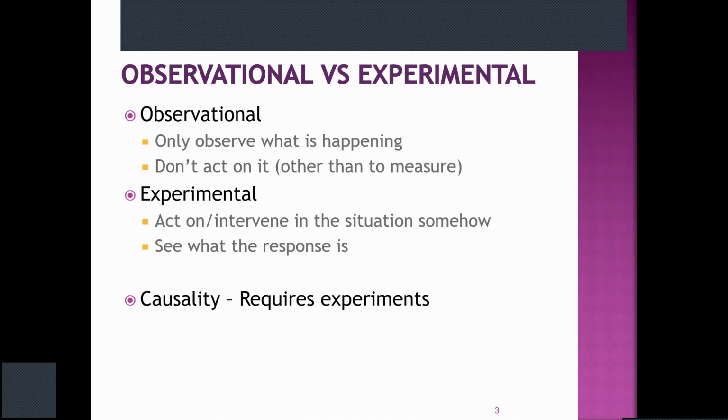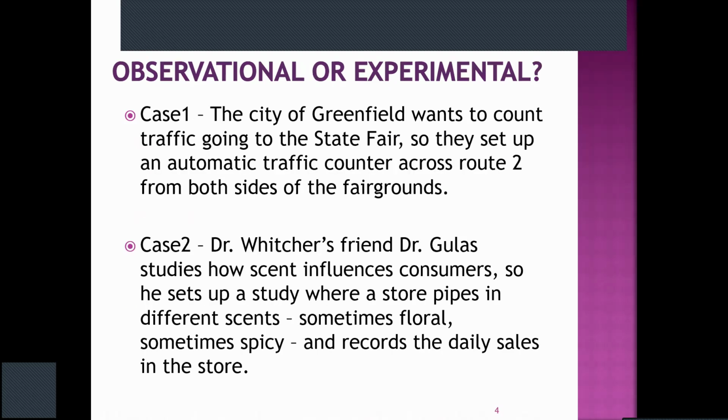This is an important difference because in order to infer causality, i.e. that A causes B, we have to have an experimental mode. We cannot say that things are causal if our study is only observational. All we can say is that things are related or correlated in that case.